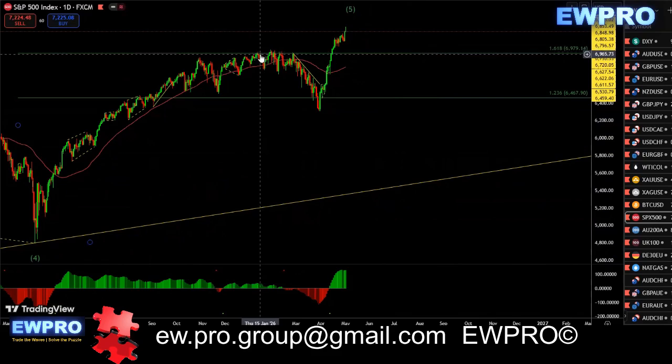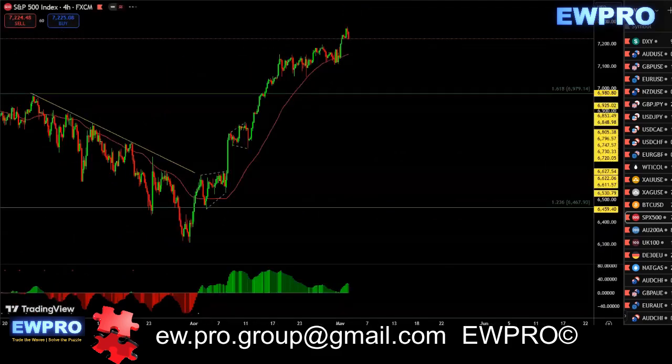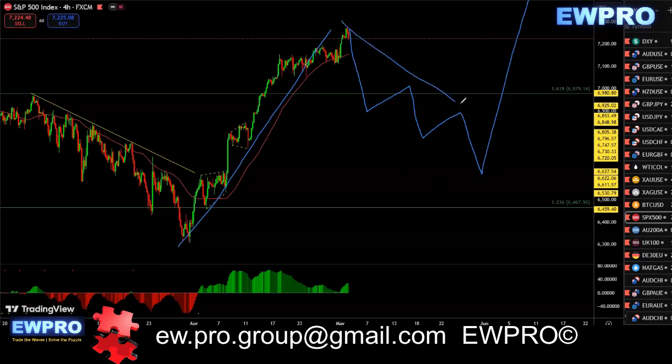It's already hit the second target on the weekly, like that 161.8. We were looking at this as a possible scenario, that expanding flat there, and it's all played out. It's right up at the top of the market. There are no sell setups on it, so we have to wait for a correction of this move here before we can look for more upside.